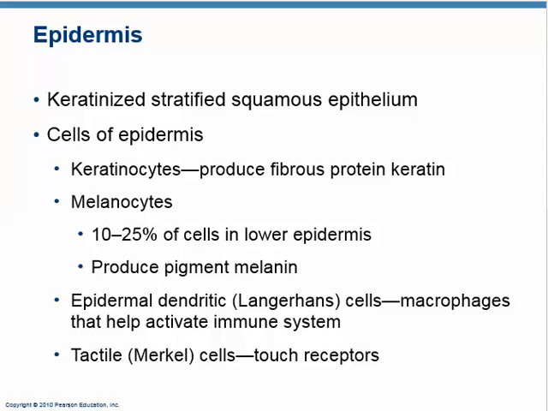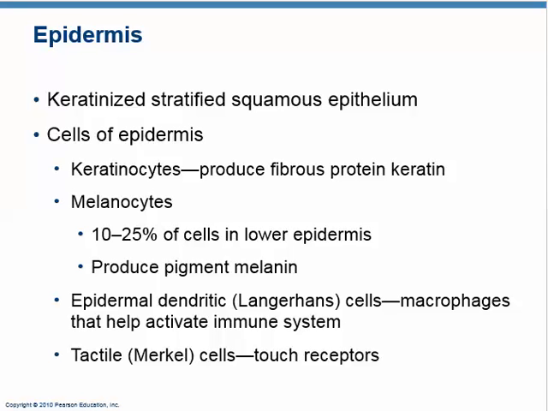So the epidermis, there's four different types of cells that are found in the epidermis, and because it's epithelium, it's avascular. There's no blood vessels. So the four types of cells are keratinocytes, which is by far the most abundant and gives the epidermis its properties. These are squamous epithelial cells that fill up with a type of protein called keratin.